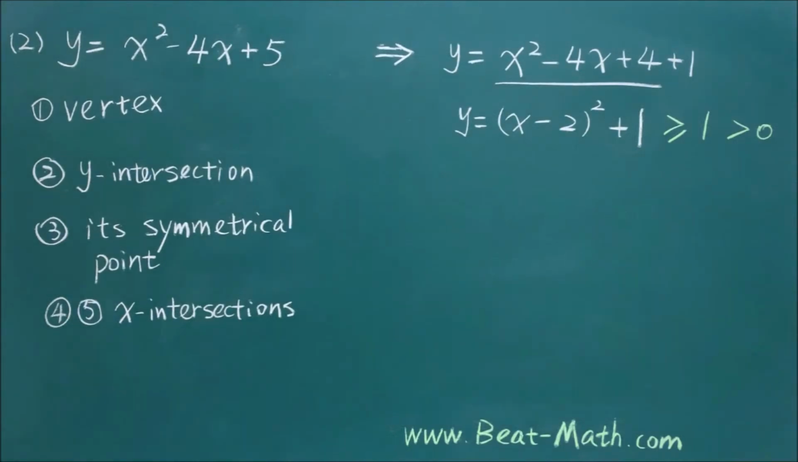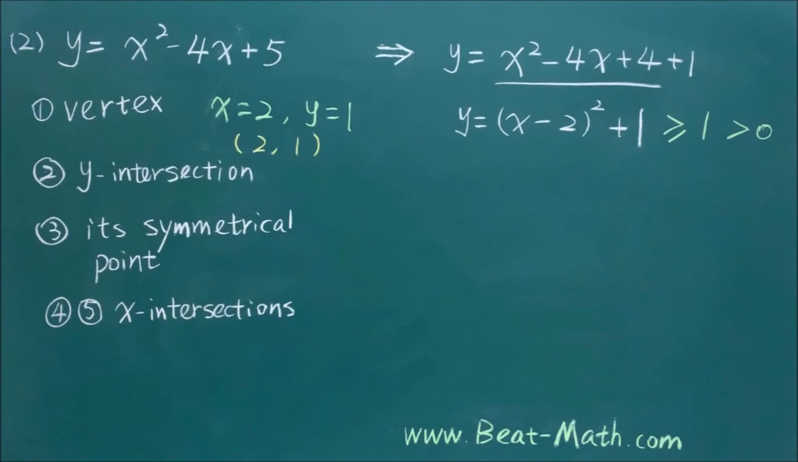To graph the function, we have to calculate the value of the vertex first. Because a is greater than 0, the function opens upward and the vertex is the minimum value of the function. Apparently, the function has a minimum value when (x minus 2) squared equals 0. That is, when x equals 2, the minimum value of y equals 1. So we get the vertex point of the function (2, 1).